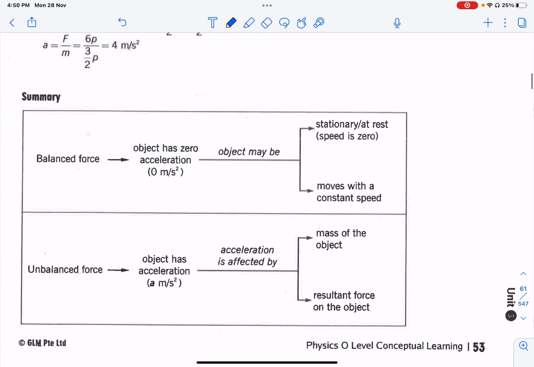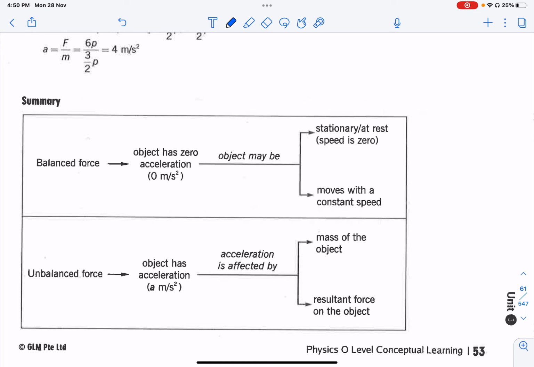So in summary, when we look at the balanced force, the object will have 0 acceleration. In this case, there are two things that can happen to the object. Either it is stationary, not moving at all, or the object is moving with constant speed. That means acceleration is also 0. So this is what happens during a balanced force.